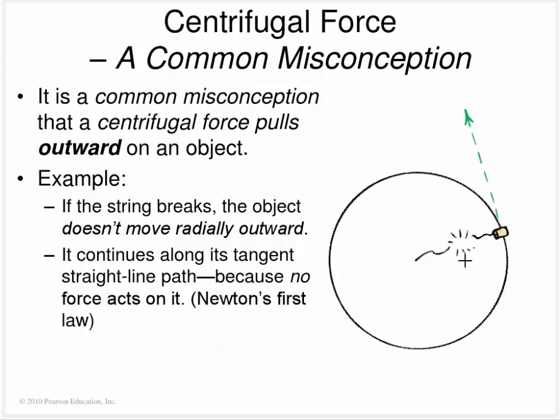And if, for example, this string were to break, then this can is going to keep on doing what it's doing, and it's just going to keep on going like that in a nice straight line. It has no memory of what it was doing.